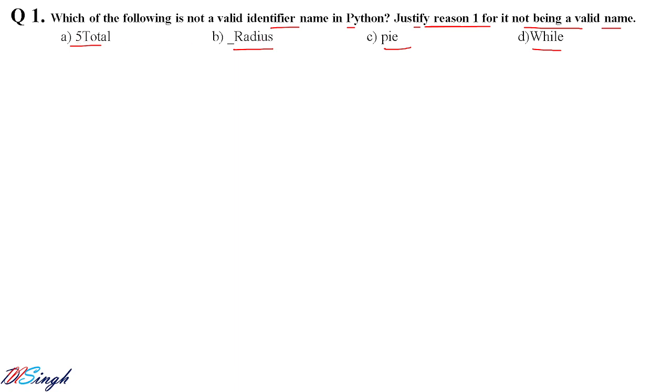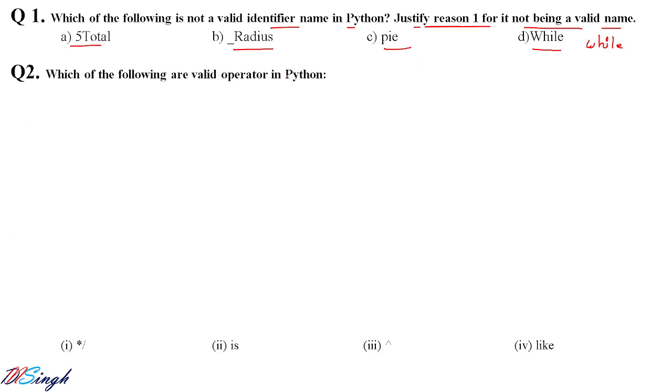Underscore radius is allowed because the underscore special symbol is allowed. Pi is also allowed, and while with small w-h-i-l-e is a keyword. But capital W-h-i-l-e is not a keyword, so this While is also allowed as an identifier. Which of the following are valid operators in Python? Let us see.